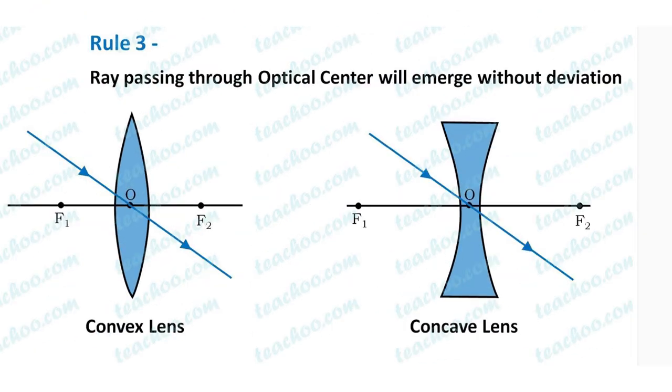And finally, a ray that goes through the actual center, the optical center they call it, will keep on going straight. No refraction. Okay, in either case. So that's a very useful one, an easy one.